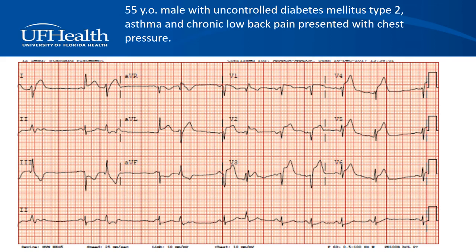Case 9. A 55-year-old male with uncontrolled diabetes mellitus type 2, asthma, and chronic low back pain presented with chest pressure. Please pause the video now to review the EKG below.